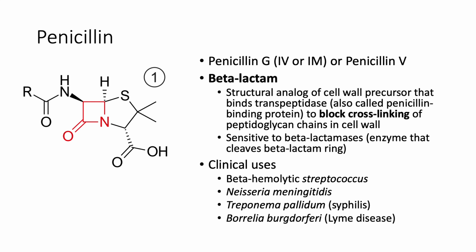So the clinical uses for penicillin are pretty narrow nowadays, but it's still very effective against beta-hemolytic streptococcus, especially group A streptococcus or Strep pyogenes. It's also useful for Neisseria meningitidis, Treponema pallidum, which causes syphilis, and Borrelia burgdorferi, which causes Lyme disease.